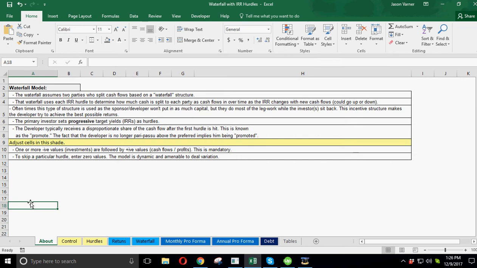And then if I get past the third IRR hurdle, any cash flows that are remaining get split 50-50. So that's the deal. That's what's going on, and it's so hard to do this right. But let's look at the easy part first.